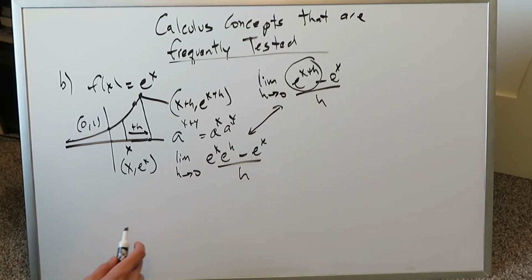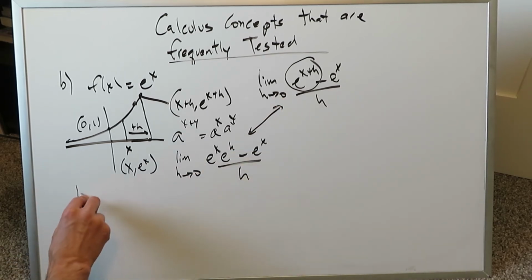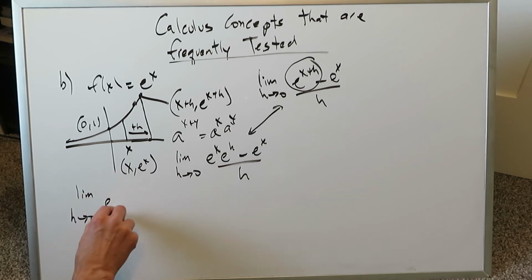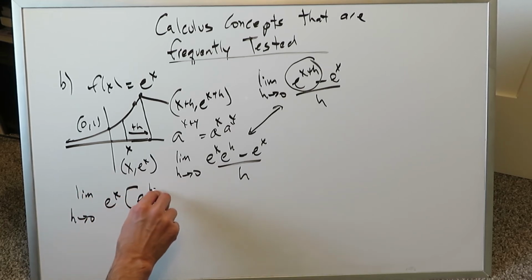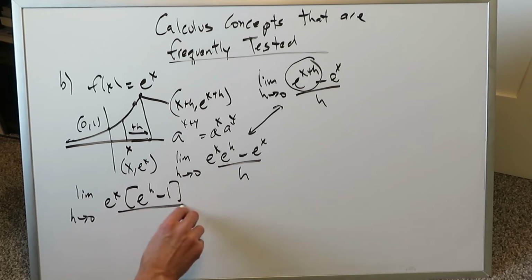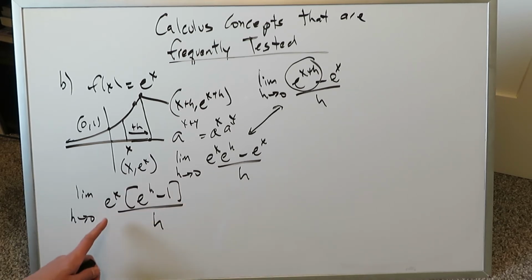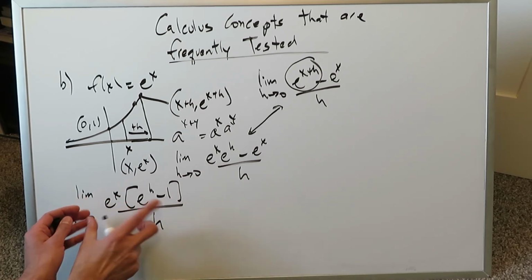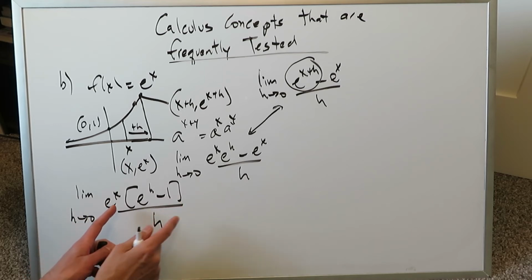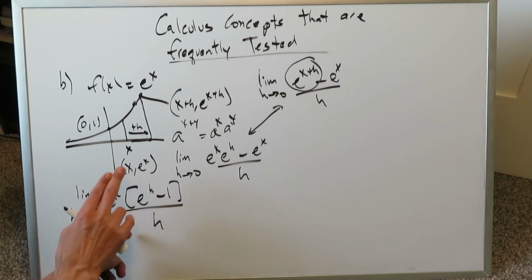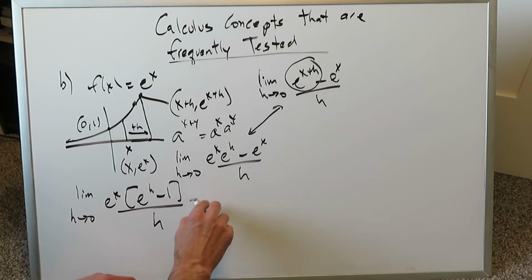Why did I do this? Because of this specific reason: I can now isolate e to the x, and I can bring out e to the h minus 1 over h. Use the properties of limits where the limit of a product is equal to the product of the individual limits of the factors that are being applied in that product. What does that mean?